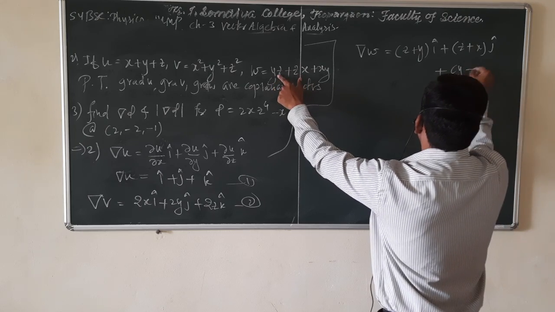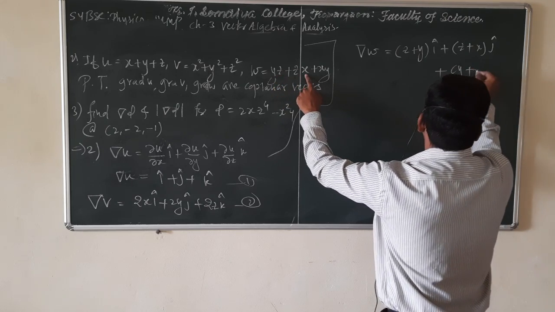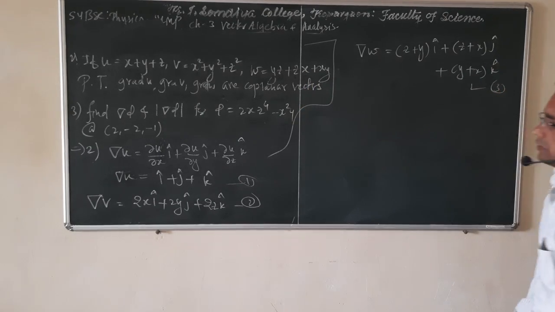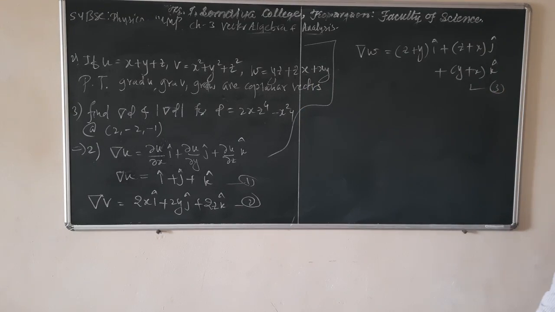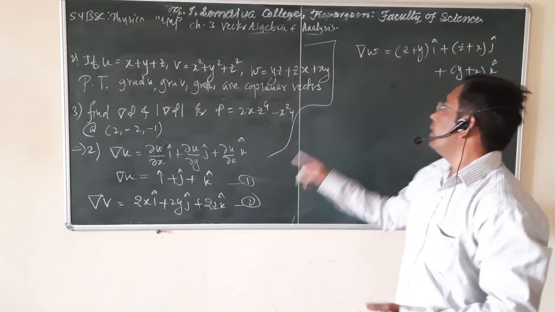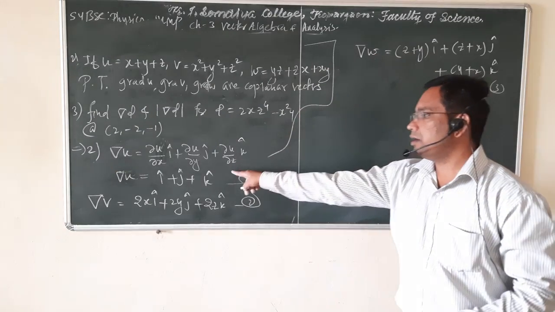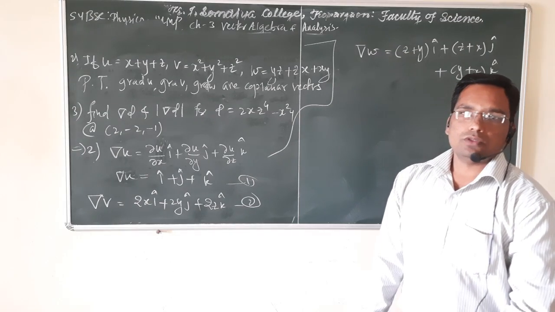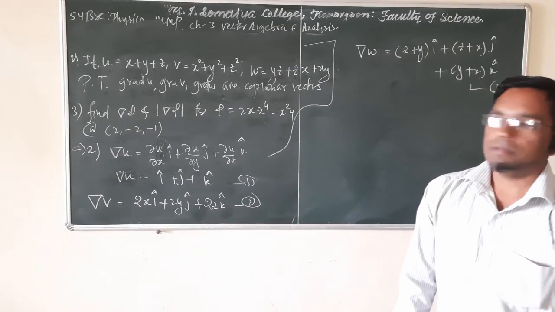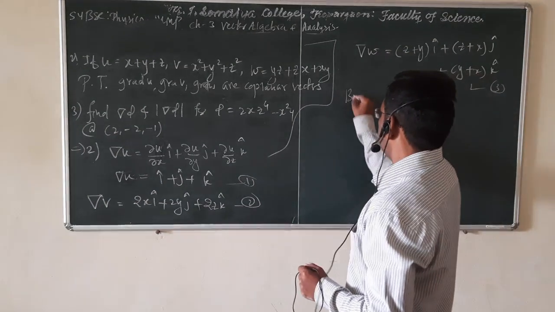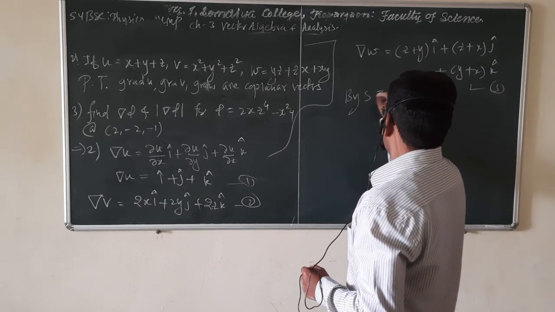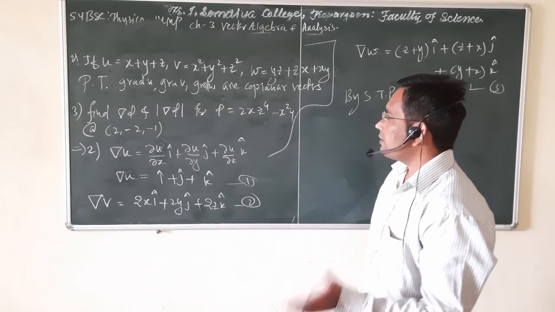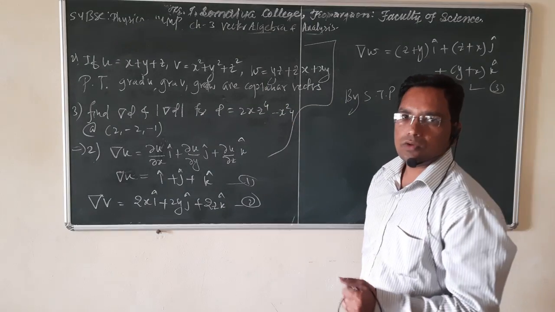So y plus x k cap. Call this equation 3. Now we have to show that gradient of v, gradient of w, and gradient of u are coplanar vectors. By the property of scalar triple product, if their scalar triple product is 0, then we can say these three vectors are coplanar.